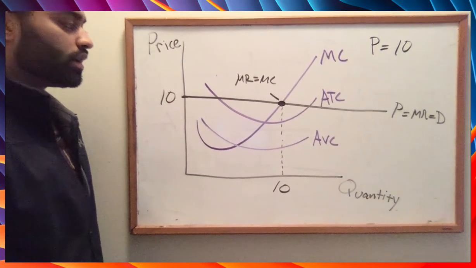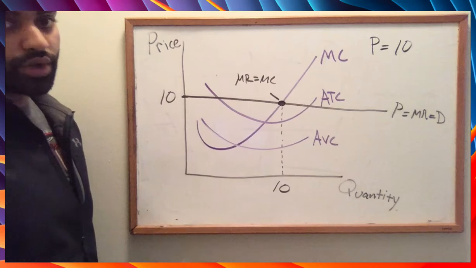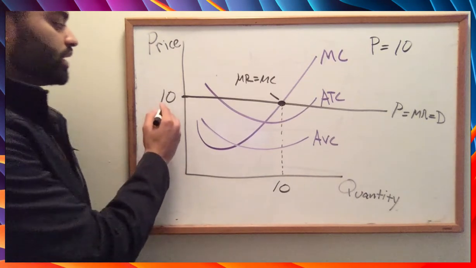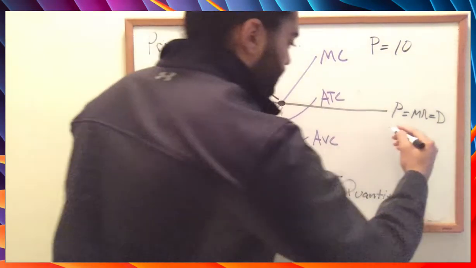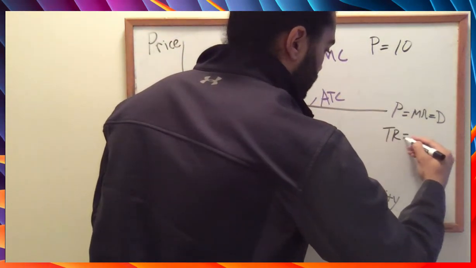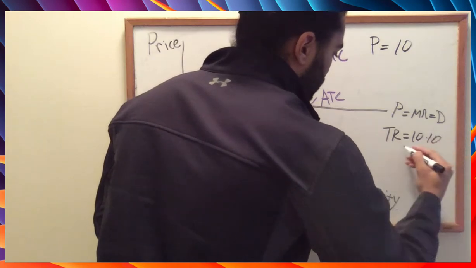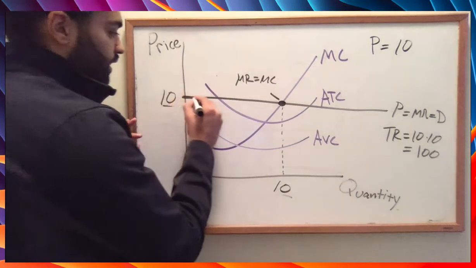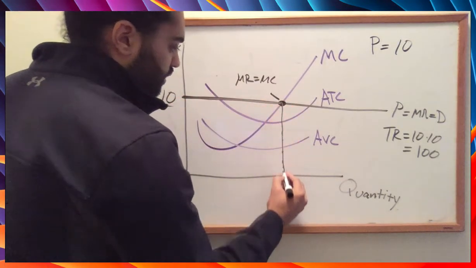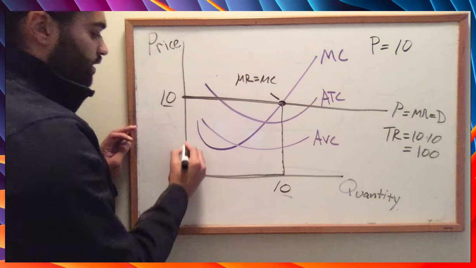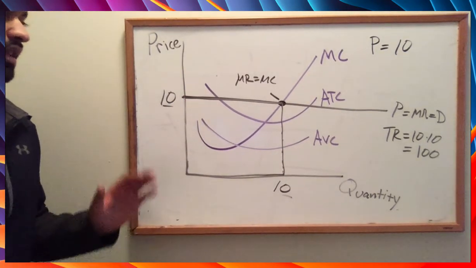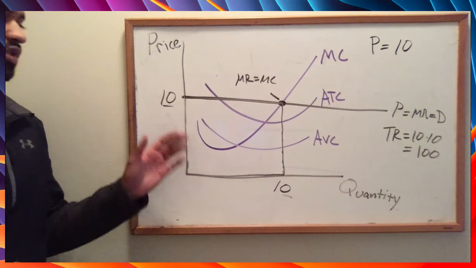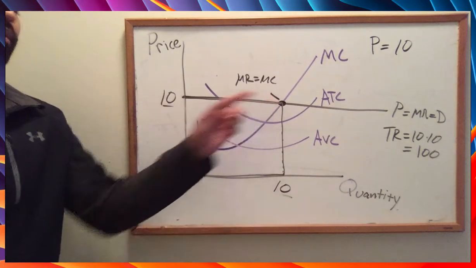So now we know a couple of things. We can determine our total revenue just by this alone. Price times quantity. So our total revenue, when the price is 10 and the quantity is 10, is 10 times 10, which is equal to 100. So this box right here, the one I'm highlighting right now, this large box is our total revenue. Basically, that is our total revenue generated from producing at our profit maximizing point.